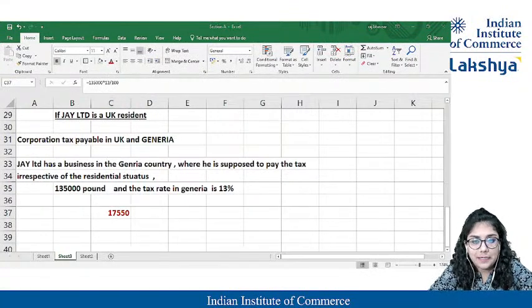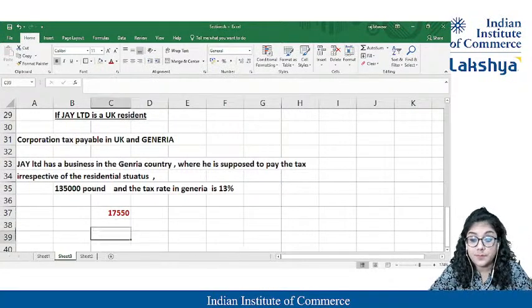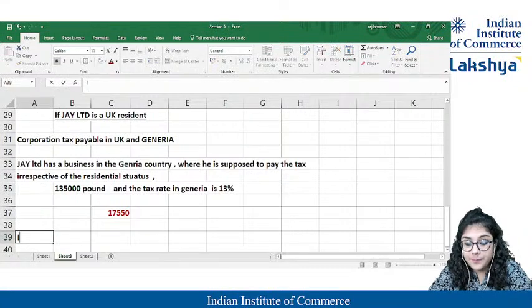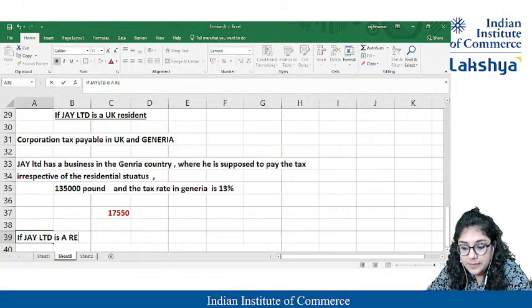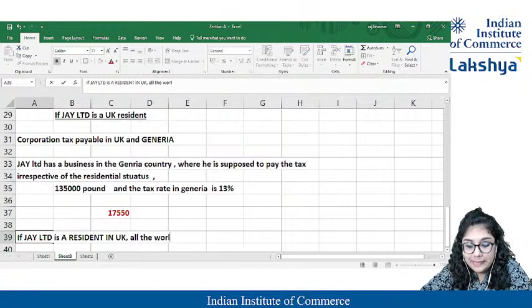Agreed. But if he is a resident in UK, we know all the taxes he has to pay. The worldwide income is taxed in UK. So please write that first. If Jai Limited is a resident in UK, all the worldwide income is taxed there.